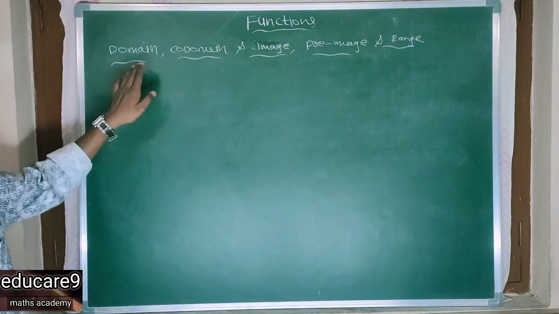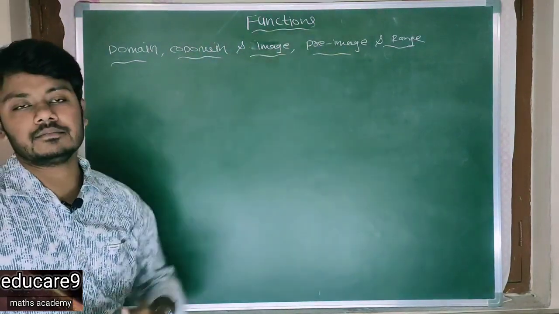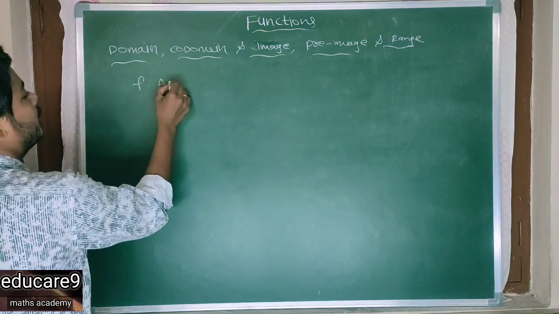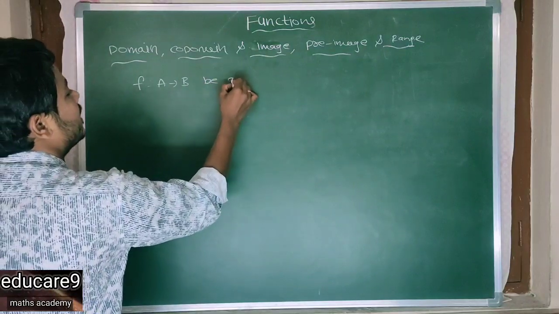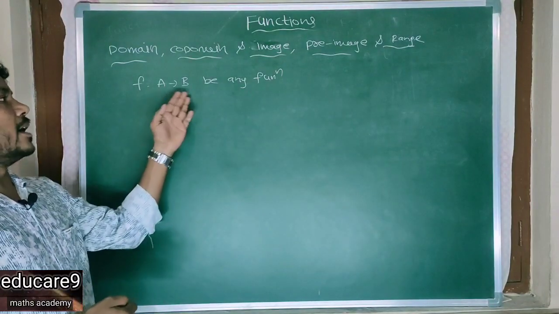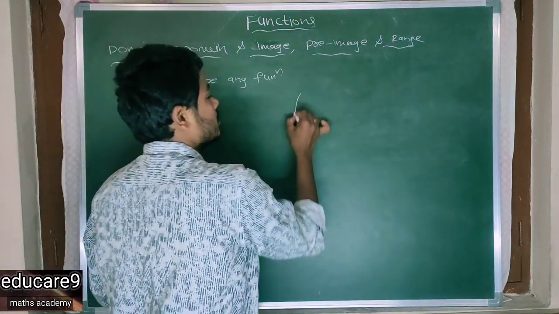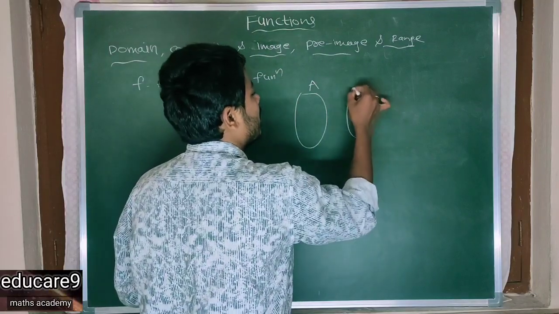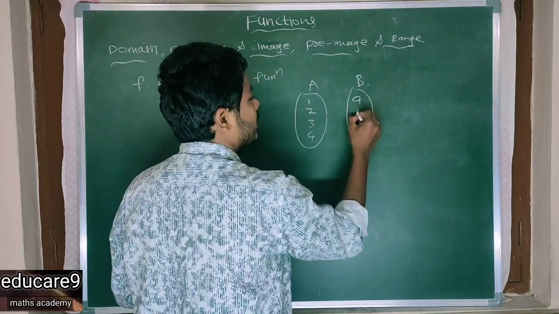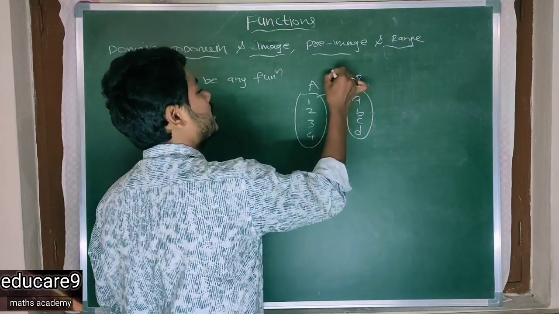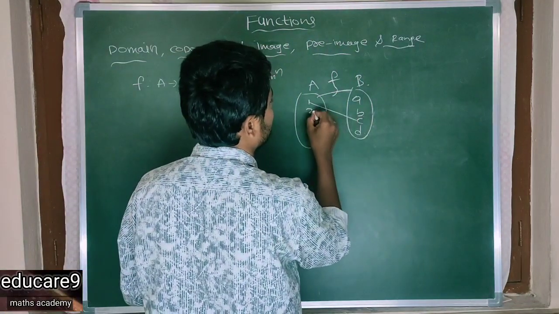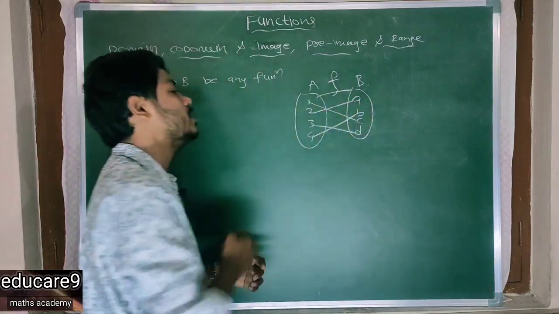Types of domain, codomain, image, preimage and range. For example, let f from A to B be any function. Here A and B are two non-empty sets. Here A, B, C, D. There exists a relation f between two sets. For example, 1 is mapped to C, 2 is mapped to A, 3 is mapped to B, 4 is mapped to B.